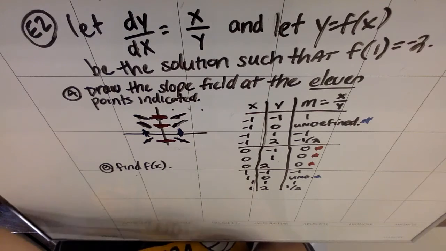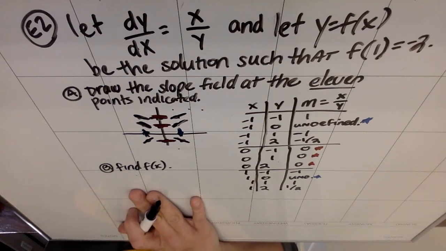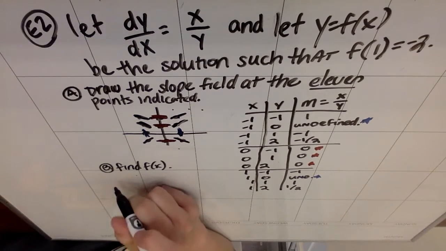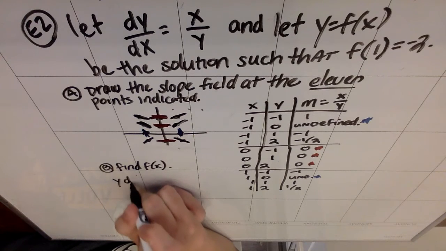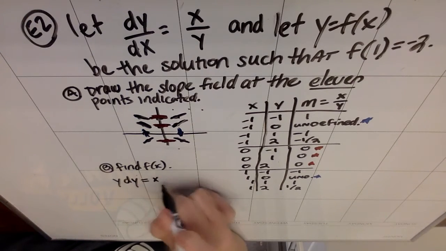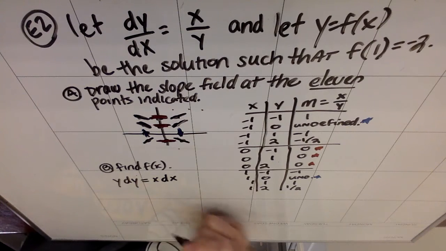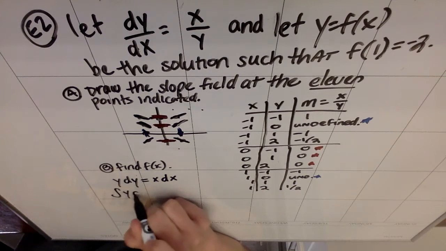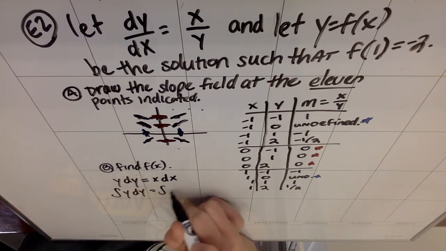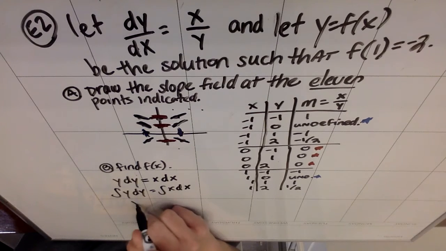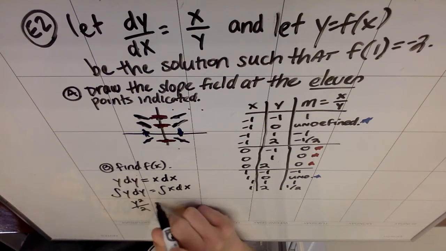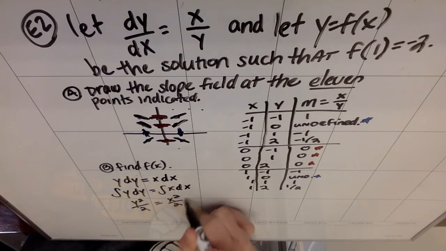So the next thing I'm asked to do is to actually find f of x to solve. Now this is a separable differential equation, so I'm going to multiply the y over with the dy, and I'm going to multiply the dx over with the x. I'm then going to integrate on both sides and find the antiderivative. So I'm going to get y squared over 2 equals x squared over 2 plus some c.